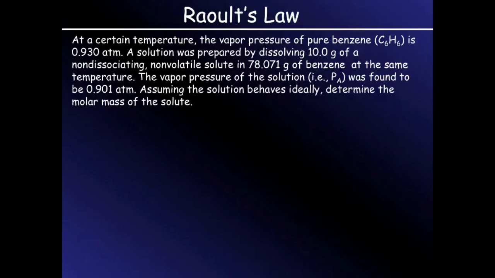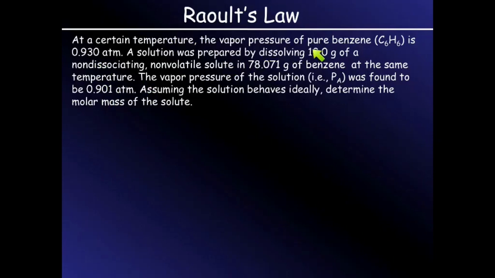In this particular question, it says at a certain temperature the vapor pressure of pure benzene is 0.930 atmospheres. We then add some unknown solute to it, 10 grams of it. We know the mass of benzene to which we added the 10 grams of the non-volatile solute. We then measure the new vapor pressure of 0.901 atmospheres. So knowing this information plus the mass of the solute and the solvent, we can actually solve for the molar mass of the solute. This is how it would be done.